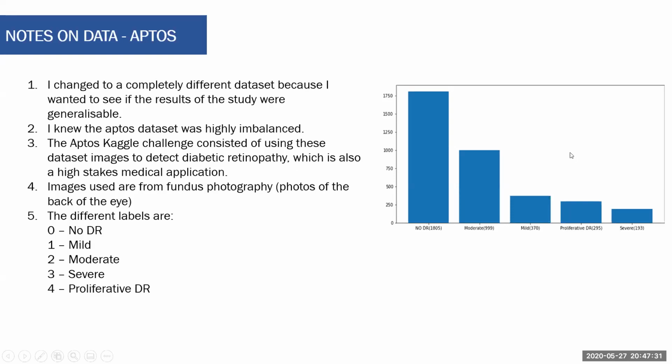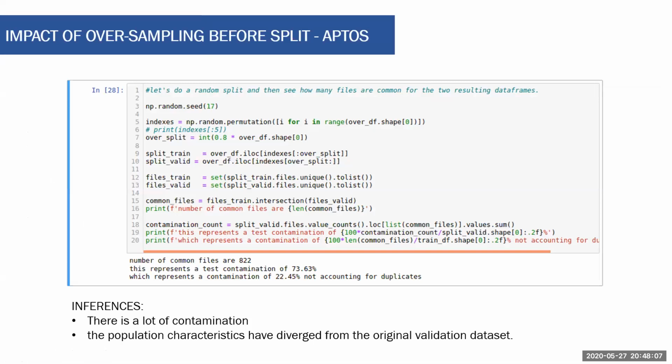So here is the distribution of data. You can see it's almost an exponential decrease. You have label 0 with no diabetic retinopathy, mild, which is label 1, then 2, then 3 and 4. It's not exactly that, but the labels decrease in number, and there is a very skewed distribution of how this data is. So here's a practical understanding of what happens if you oversample before your split.